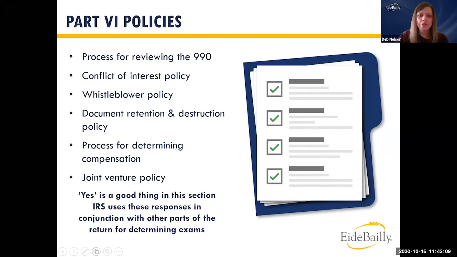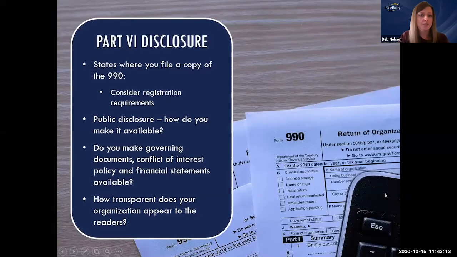The last reporting in this part has to do with disclosure. So at the beginning, we talked about the requirements to provide information to the public. This is where readers can go in your 990 to understand how you actually make these documents available. So you can indicate that you provide your 990 upon request, that you're putting it on your website. It also asks about how you make your conflict of interest policy, governing documents, and financial statements available.